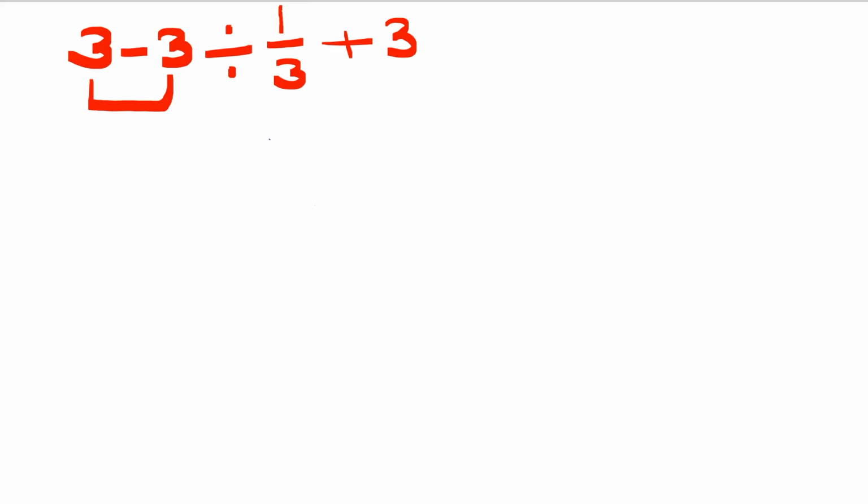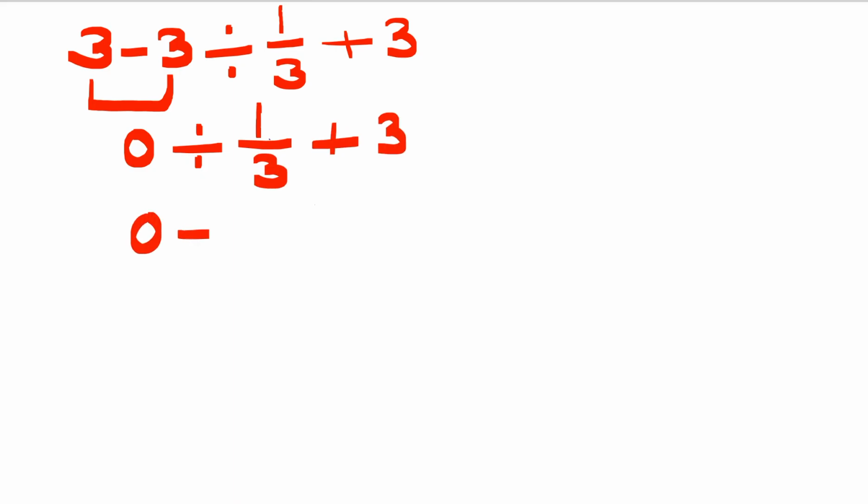3 minus 3 is equal to 0 divided by 1 upon 3 plus 3, but here 0 divided by 1 upon 3 is the final answer, 0 plus 3. This will be expressed by 0.